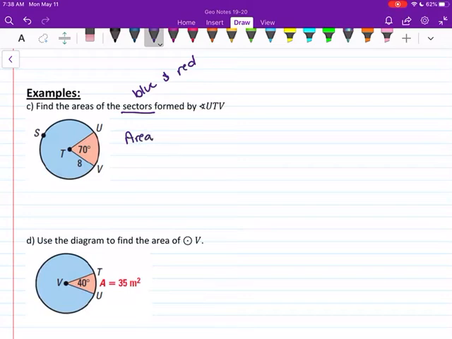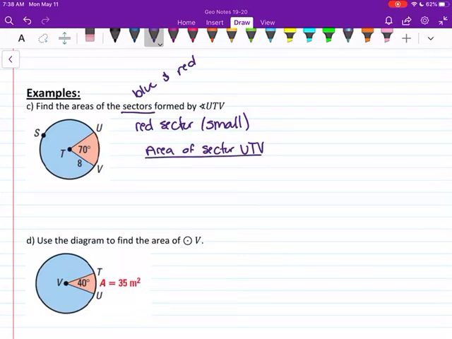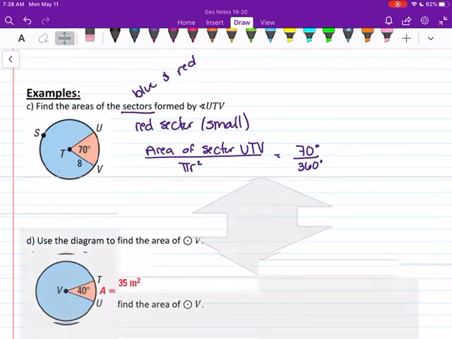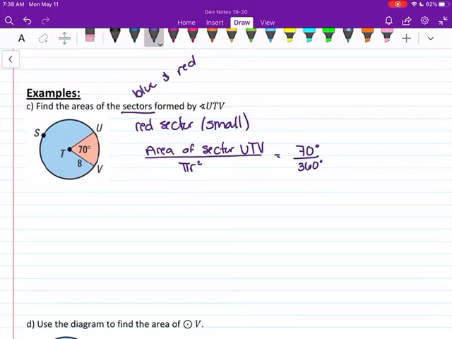So for the area, let's divide it up. Let's do the red sector, which is the small one. All right, so remember my formula is the area of sector UTV divided by the area of the whole circle, which is pi r squared, equals that 70 degrees over 360. Okay, so that's just a proportion. So it's just fractions.